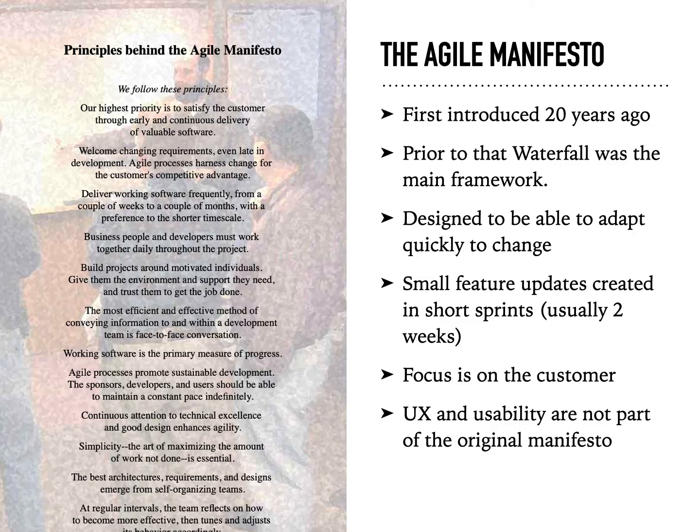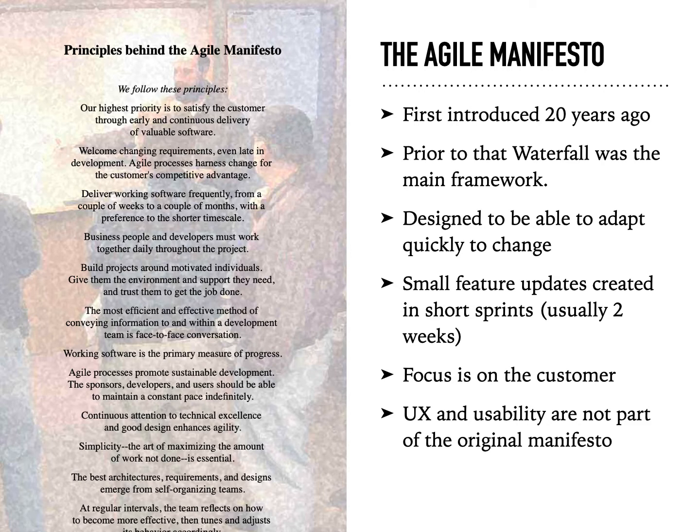Agile was first introduced 20 years ago in the form of the Agile Manifesto, which was created by developers as an answer to the shortcomings of the waterfall framework, which was the most commonly used framework at the time. Agile was designed to adapt quickly to change, and unlike waterfall, the focus was on quick releases of small feature updates, which were created in short sprints that are usually 2 weeks in length. The focus is on the customer, and I'll talk more about this later.